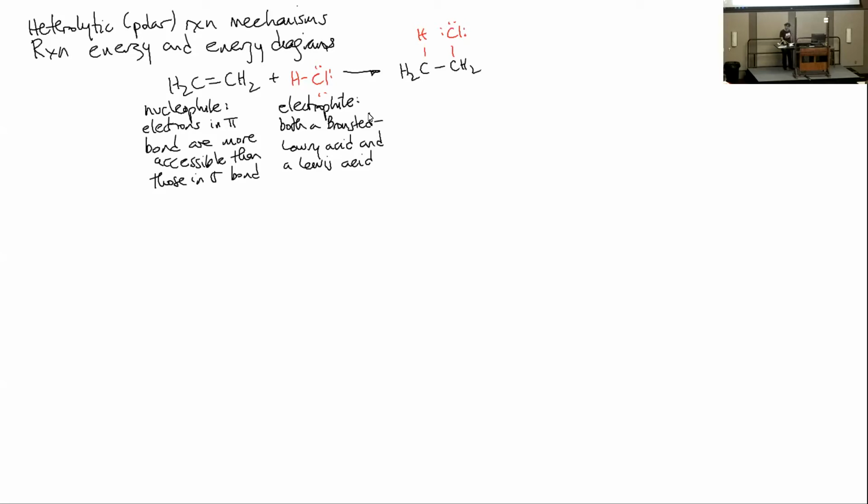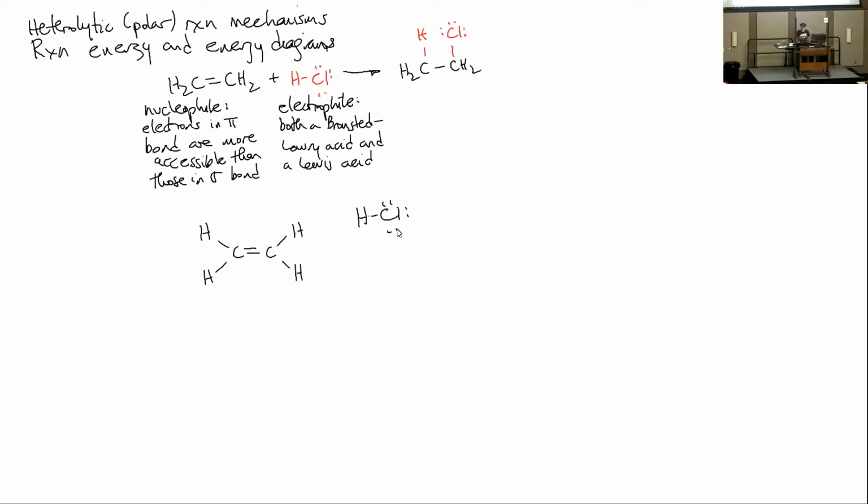Okay, so this mechanism is known to go in 2 steps. The first step involves our alkene pi bond acting as a Lewis base, acting as a nucleophile. And those electrons are going to reach out towards our electrophile.